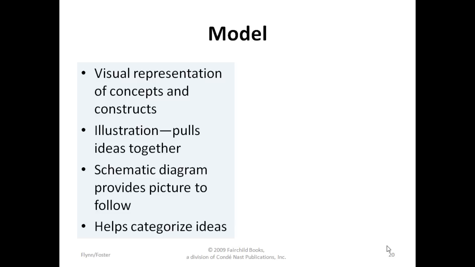Next is model. And a model is a visual representation of concepts and constructs, and it helps categorize ideas, and others can use it and apply it to their problems. A model helps explain or represent theories developed, and it's usually a series of boxes or arrows, and it pulls ideas together and is good for visual learners. It can also be kind of like a diagram. And we'll look at some models in the next few chapters.